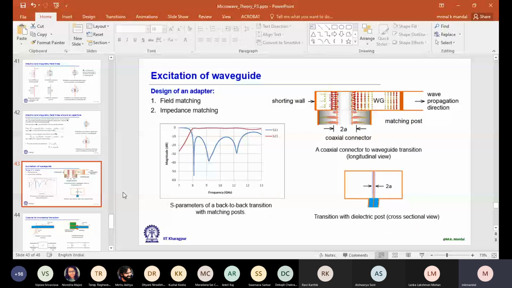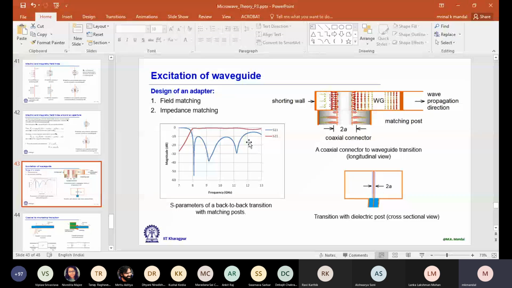Since this one is one of the most used structures, and this adapter we also have in the lab, let us discuss it. This is a coaxial cable to rectangular waveguide adapter. Now, when we design any adapter, two things are important. You can note it down. One thing is mode matching, and the second thing is impedance matching.